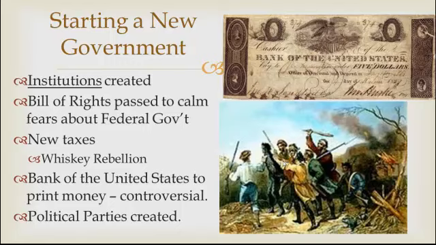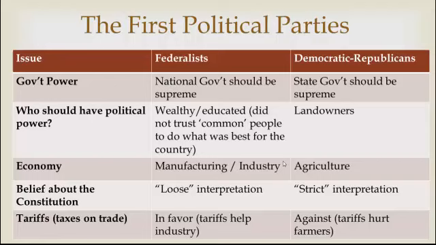And then finally, even though George Washington had warned against it, the first political parties were created. And these two first political parties give us a view into the idea that Americans have always had disagreements about the vision or the future of the country. The first parties were the Federalists and the Democratic Republicans. And the Federalists tended to believe that the national government should be supreme over the states, whereas Democratic Republicans believed that the state governments should be supreme and have more power than the national government.